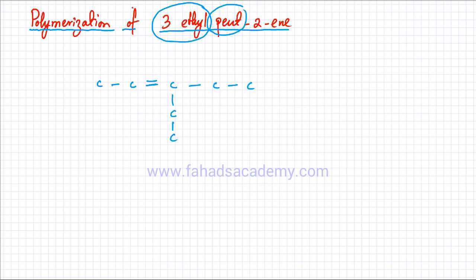So I'm going to draw all the hydrogen atoms now. Next, this is going to have a total of 3 hydrogen atoms. This is going to have a total of just 1 hydrogen atom. This already has 4 bonds. This one needs 2 more bonds, so 2 hydrogen atoms. This one needs 3 more bonds. Similarly, this one needs 2 more, and this one needs 3 more bonds. Now this is the structure of 3-ethylpentene.